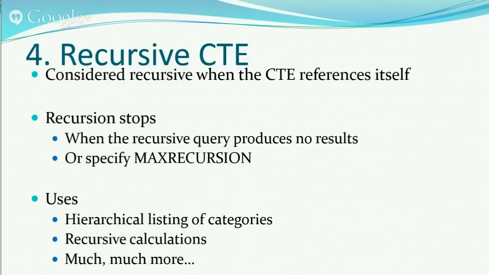So recursive CTEs. Back to the question we had earlier, can a CTE reference itself? It's considered recursive when the CTE references itself. Recursion stops when the query produces no more results, or there's just nothing returned at that level of recursion, or when max recursion is hit. Max recursion is a parameter that's set up in SQL Server. The default is 100, but you can extend it out to as deep as 32,768. I wouldn't recommend doing that unless you've got a really good reason for doing that. And actually, now that I think about it, on the newer versions of SQL Server, I think you can go beyond 32768. Great way to use this is for a hierarchical listing of categories, recursive calculations, and much, much more.